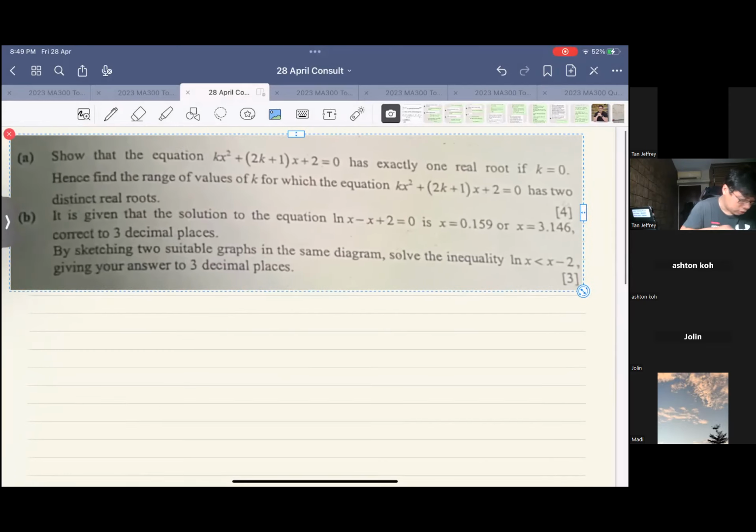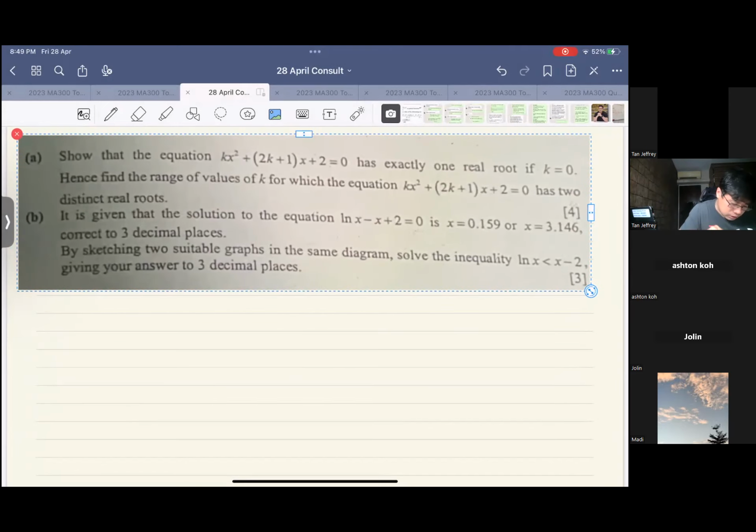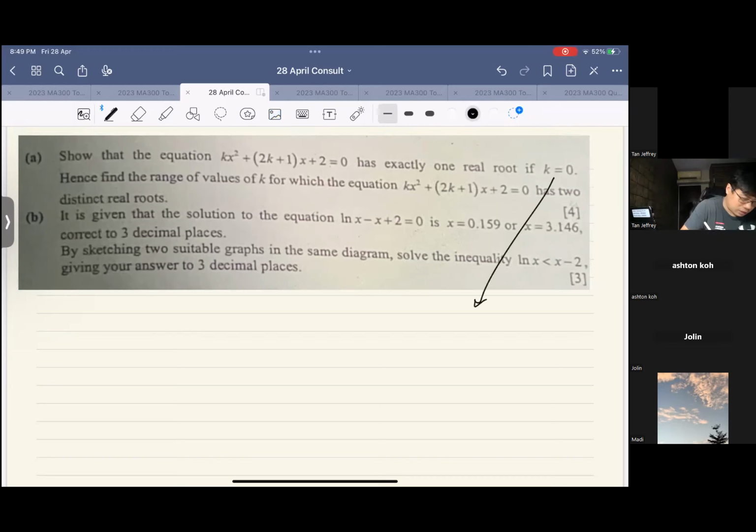What's bothering you for this question? Because here they gave us the equation, then they say exactly 1 root if k equals 0. Do I sub in k equals 0? Okay, part A. Yeah, exactly 1 root if k equals 0. If k equals 0, yes, you just sub in k equals 0. That's all. Then you show that the discriminant equals 0. So very simple. All you need to do is sub in k equals 0, then show that the discriminant equals 0.